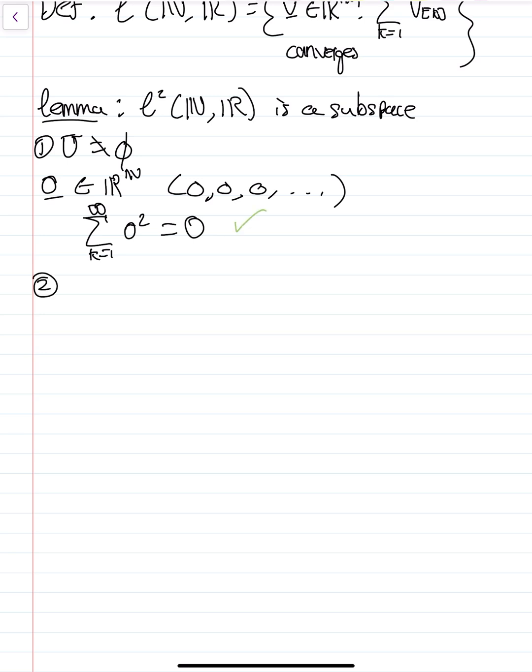Secondly, I need to show that if I take a scalar a in R, this implies a times v is in L2, where, of course, v is in L2 as well. I'm just going to write this over here so it's nice and clear. So how do we show this? Well, this is not too hard to show either.